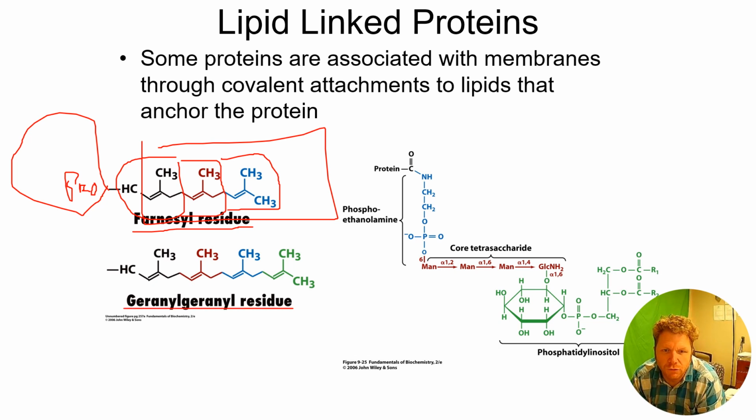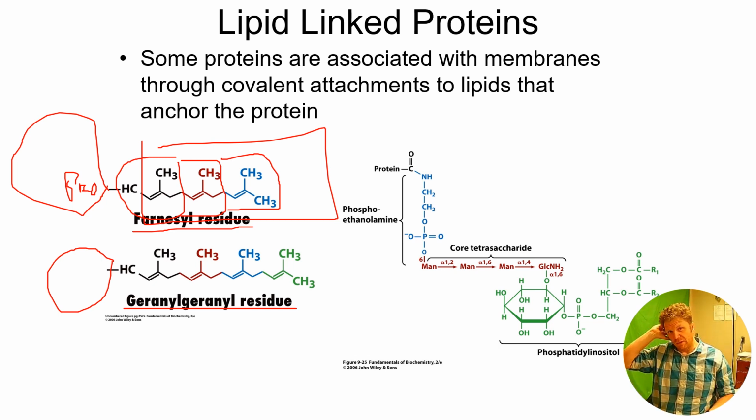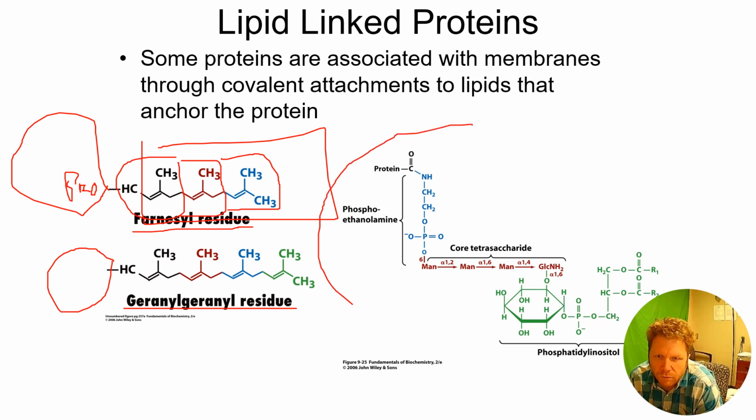Same thing for geranyl residues. This is 20 carbons long. Now, my point is that these are where proteins can be modified and get something like a geranyl residue or a farnesyl residue. And these anchors are going to kind of insert themselves into a lipid bilayer, and they're going to be kind of stuck there. And that's going to mean that protein's going to be stuck there. Now, with all that in mind, we've also got these anchors over here.